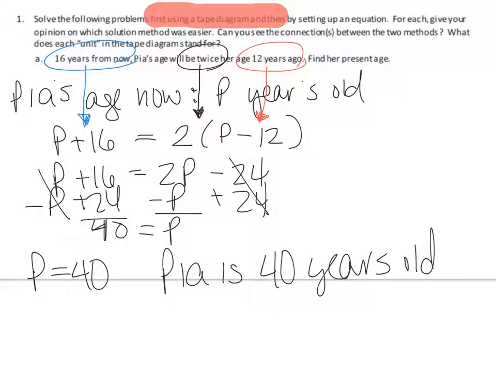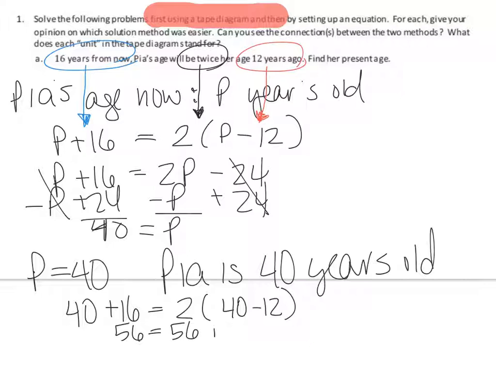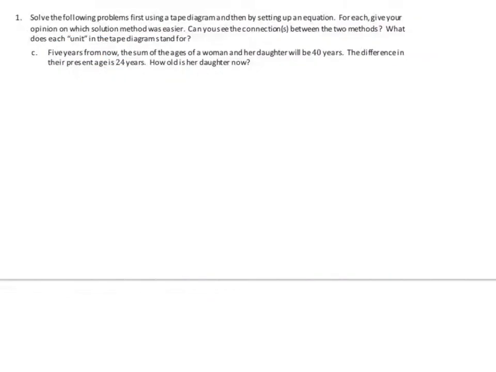And we can check it. 40 plus 16 is equal to 2 times 40 minus 12. 56 equals 56. Yahoo! I'm also going to do letter C, so you are going to do B and D. I'm going to do C.